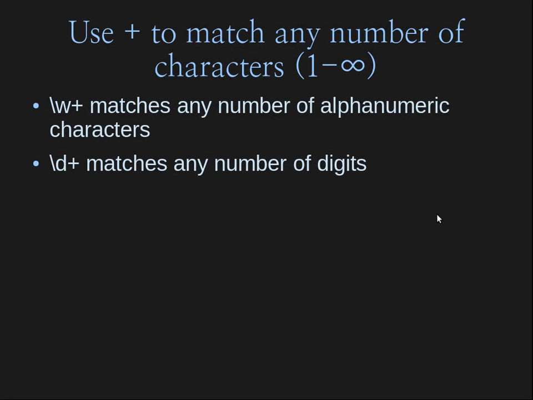Let's add in another thing here. We can add pluses to the end of these wildcards. A plus will mean that matches any number of those from 1 to infinity. So a \w plus matches any string of alphanumeric characters from 1 to anything. \d plus matches any string of digits from 1 to anything.